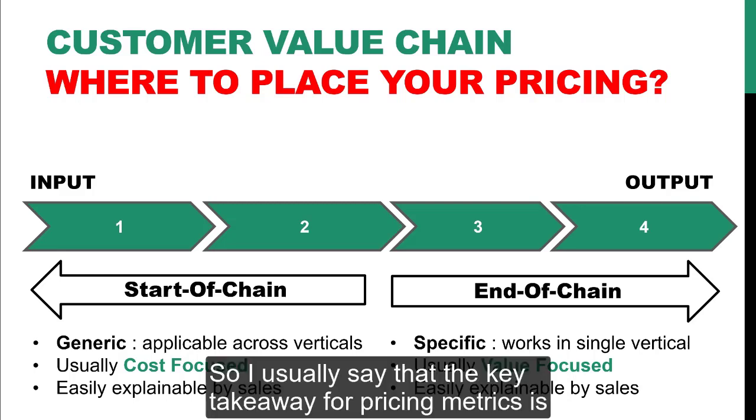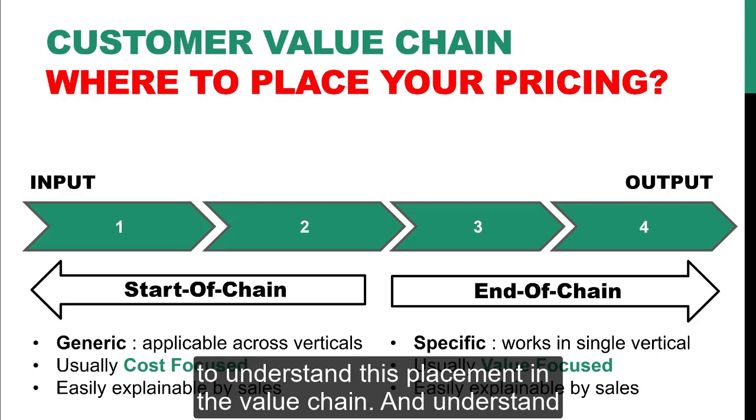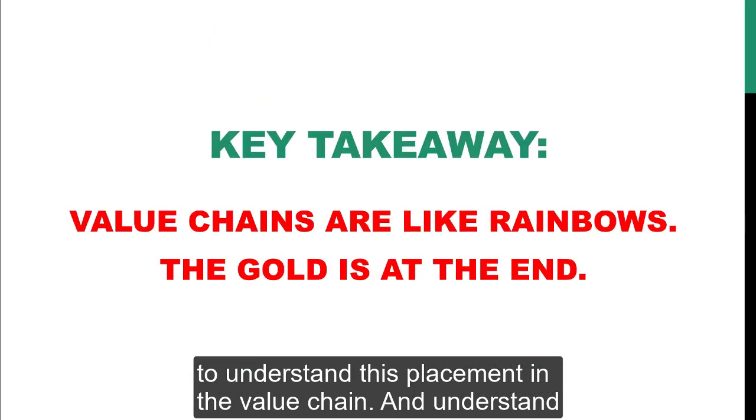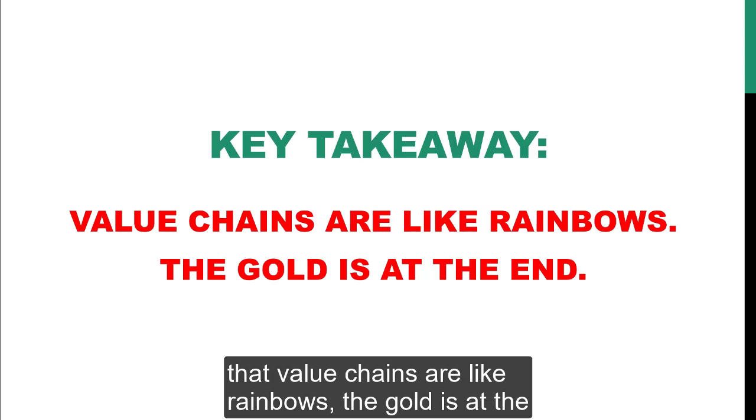So I usually say that the key takeaway for pricing metrics is to understand this placement in the value chain and understand that value chains are like rainbows. The gold is at the end.